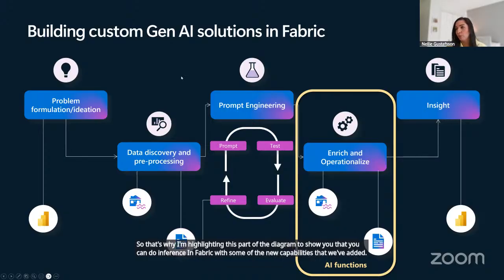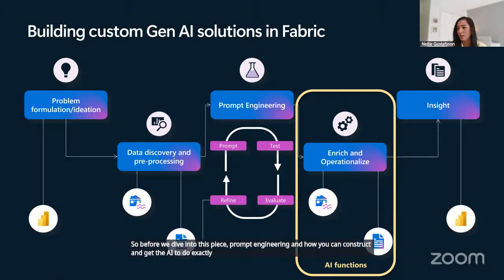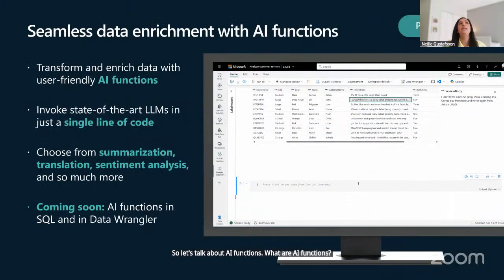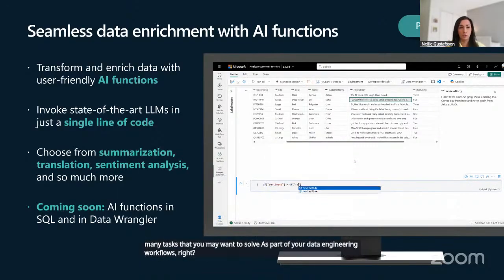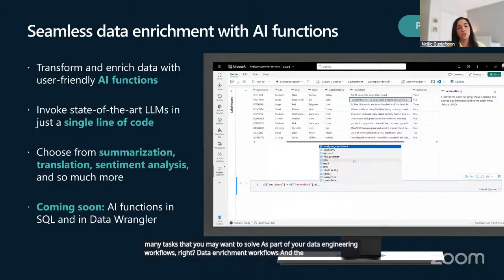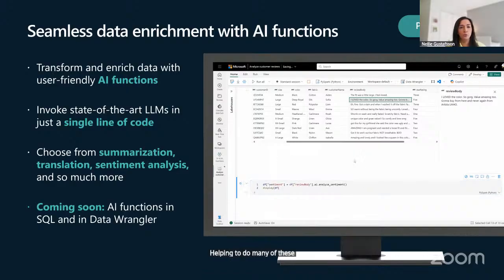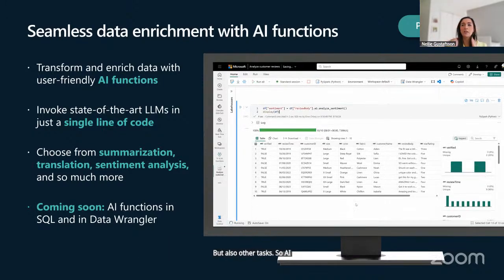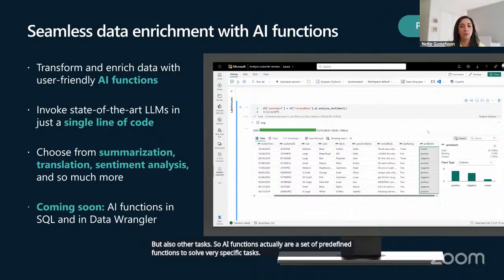So before we dive into prompt engineering and how you can construct and get the AI to do exactly what you want, let's talk about inference using AI functions. What are AI functions? There are many tasks that you may want to solve as part of your data engineering workflows, data enrichment workflows. And the truth is that generative AI models are actually helping to do many of these tasks that traditionally you may have used ML models for in the past, but also other tasks. So AI functions are a set of predefined functions to solve very specific tasks, where you can do inference and get very specific results.